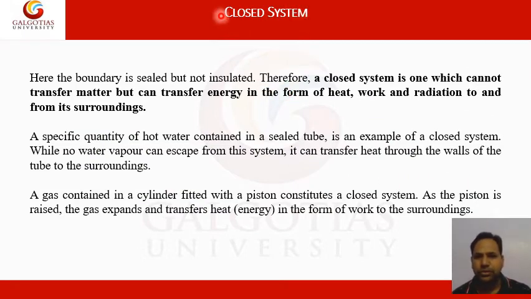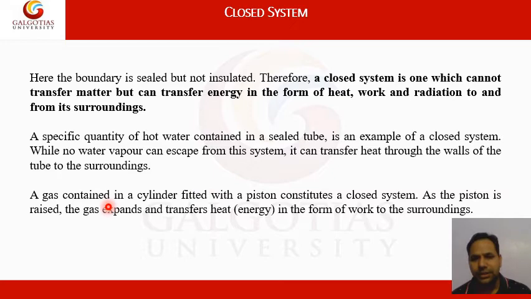Another system is a closed system. Here the boundary is sealed but not insulated. Therefore a closed system is one which cannot transfer matter but can transfer energy in the form of heat, work and radiation to and from its surroundings. So in a closed system only heat will exchange with its surroundings and matter will remain the same. A specific quantity of hot water contained in a sealed tube is an example of a closed system, while no water vapor can escape from this system. It can transfer heat through the wall of the tube to the surroundings.